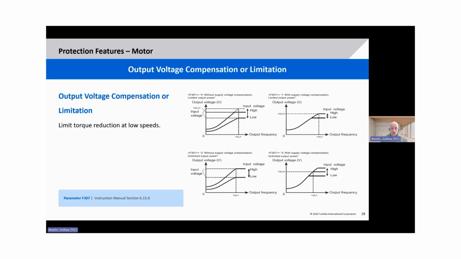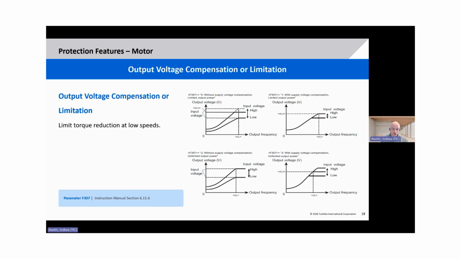Looking at voltage compensation. I think everybody's familiar with the fact that input voltage is likely to vary either throughout the day or throughout the week, or depending on the operation of the facility. The input voltage can go up or down depending on the loading of the transformer or the incoming utility supply. And so we have different options or selections for how the drive can react to different voltage conditions and try and protect the motor and the operation of that motor.